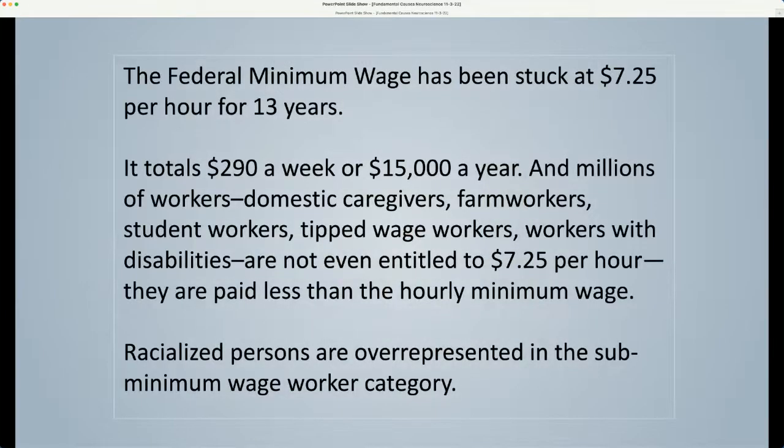Federal minimum wage has been stuck at $7.25 an hour for 13 years. It totals $290 a week, or $15,000 a year, and millions of workers, domestic caregivers, farm workers, student workers, tipped wage workers, workers with disabilities, are not even entitled to $7.25 per hour. They are paid less than the hourly minimum wage. Racialized persons are overrepresented in the sub-minimum wage category. And keep in mind, you cannot rent an apartment anywhere in the United States on a minimum wage job, let alone a sub-minimum wage job.